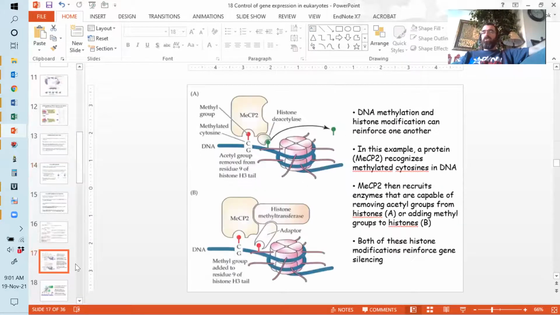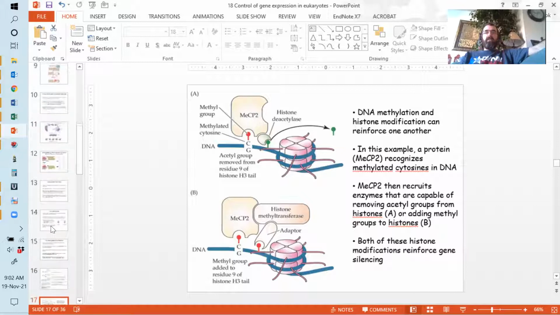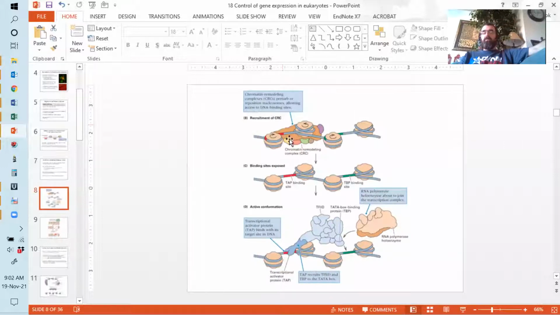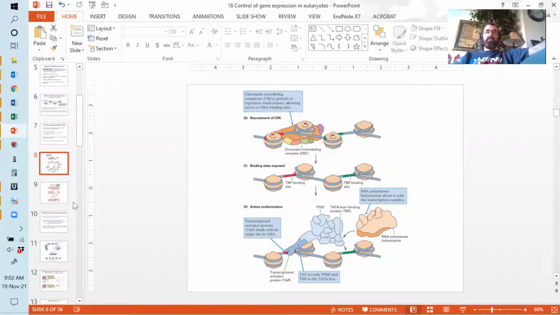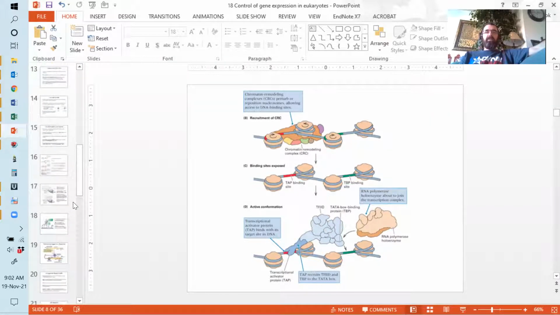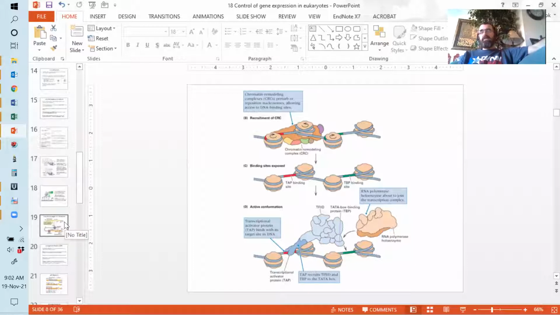So DNA methylation promotes further silencing via the deacetylation and methylation of histones. The methylation or absence of methylation, and the modification of histones, drives chromatin remodeling complexes as well. So this is a very complex topic that we've really just had a look at without diving too deeply into the weeds, because it's a rabbit hole for sure.